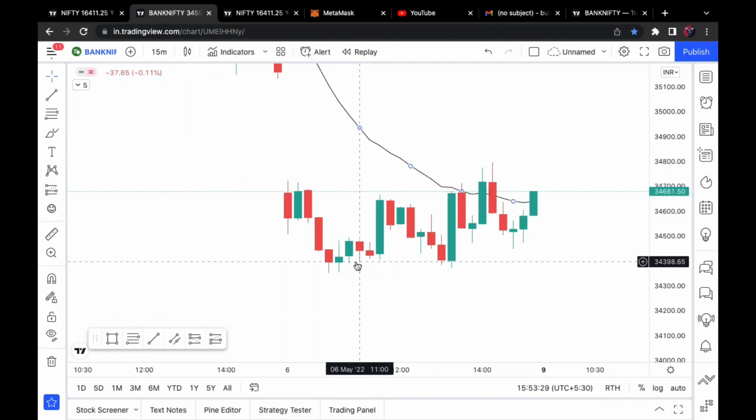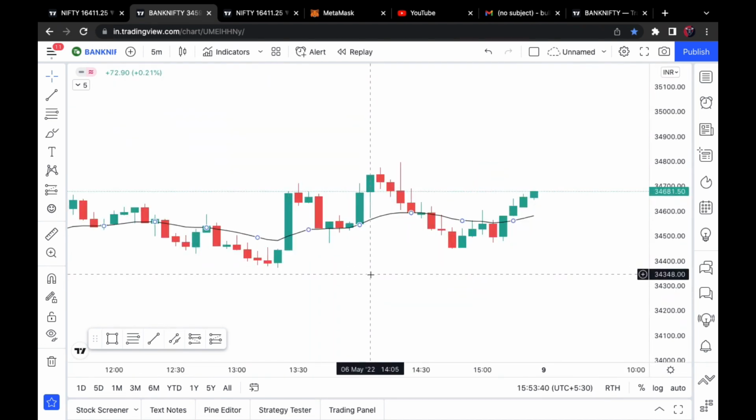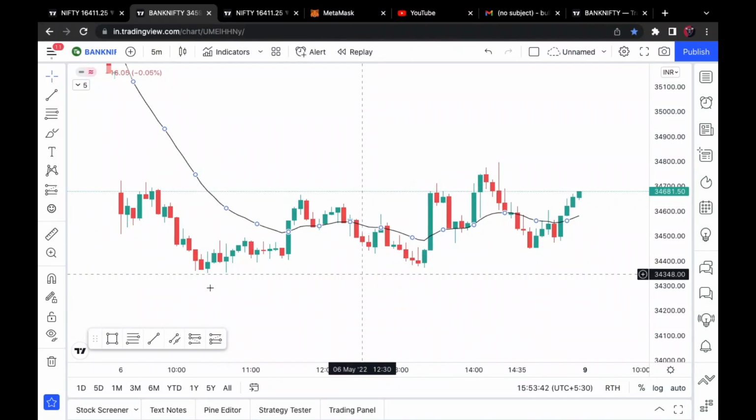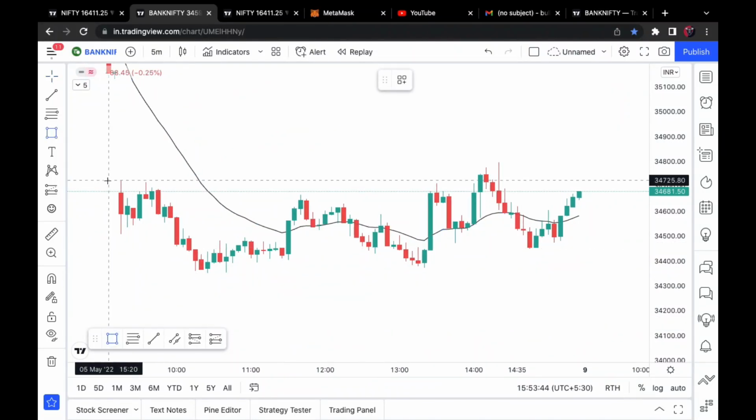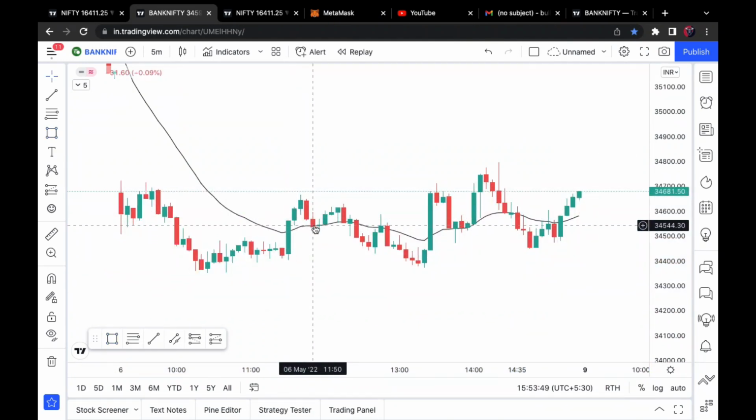This EMA is used for trailing the stop loss, and it is also used for support and resistance. If you convert this into the 5-minute time frame, then this indicator will work properly. You can see we have a sideways market on Friday, but still the 20 EMA is supporting.